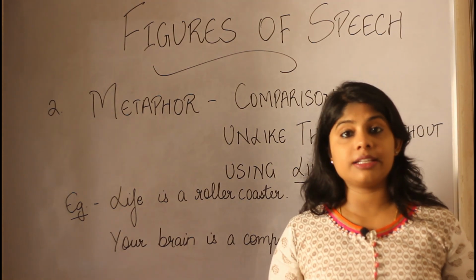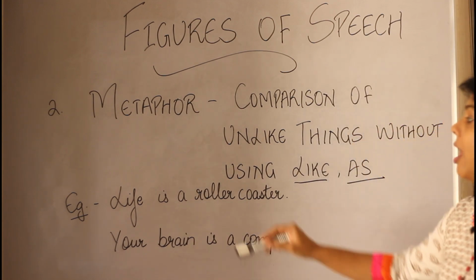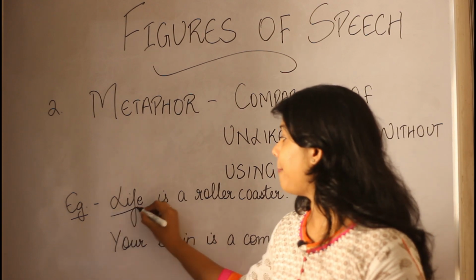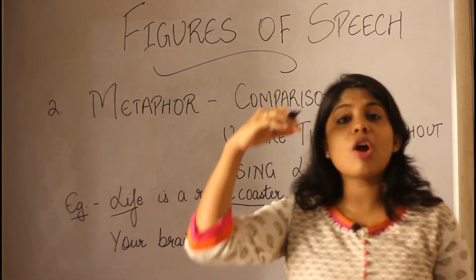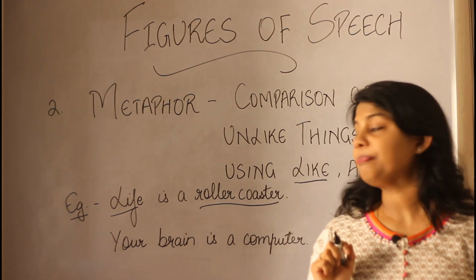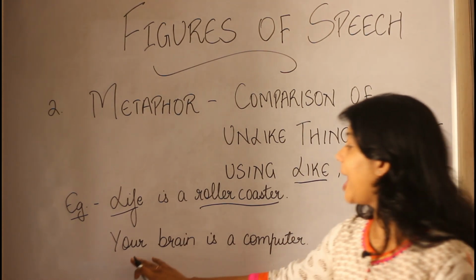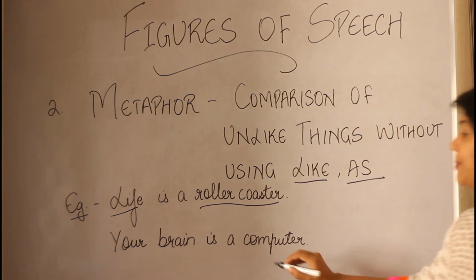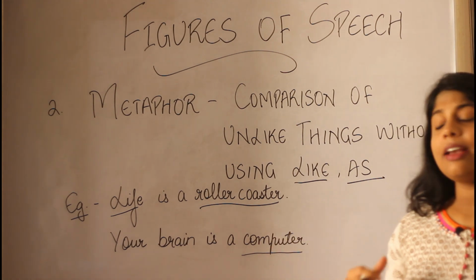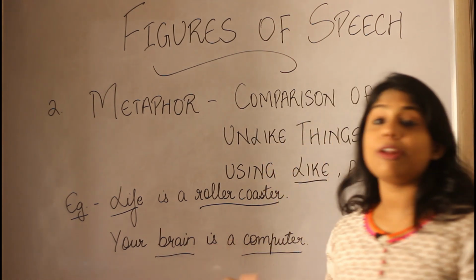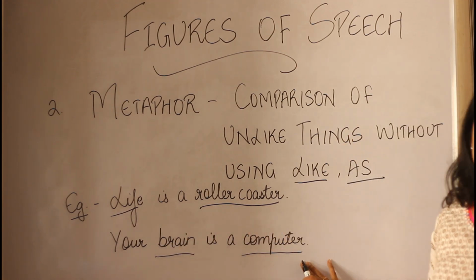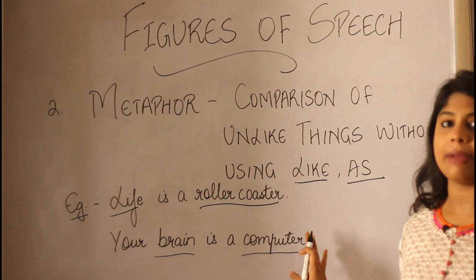Let us understand this with the help of an example. Life is a roller coaster. Now here, life is compared to a roller coaster which has a lot of ups and downs without using the words like and as. The second one, your brain is a computer. A computer is capable of so many things, multitasking. Similarly, your brain too is capable of so many things, and hence you compare your brain to a computer. These are the examples of a metaphor.